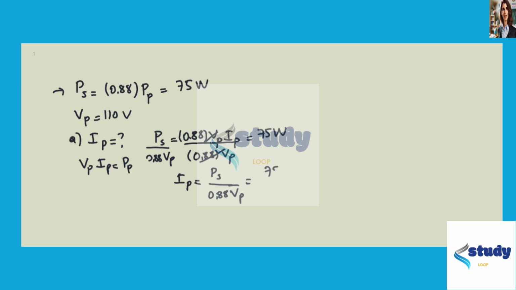Now we can plug in the values. 75 watts divided by 0.88 times 110 volts. Then the primary current is going to turn out to be 0.77 amps.